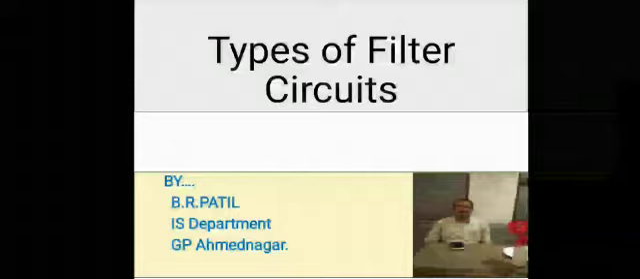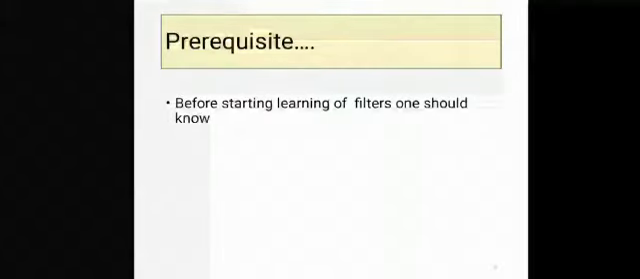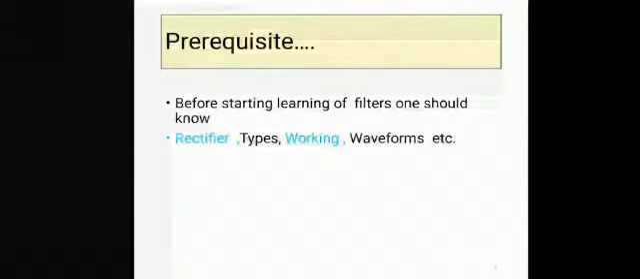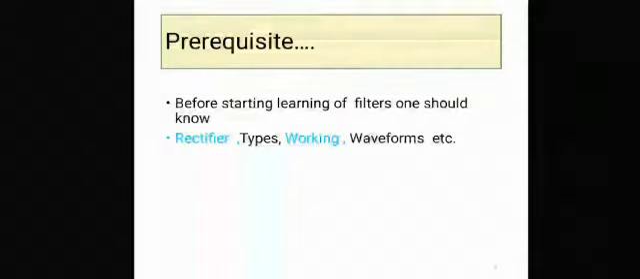Today we will discuss the topic types of filter circuits. For understanding filters, one should know some prerequisites. Before starting to learn about a filter, we should know rectifiers, rectifier types, the working of each rectifier, and the input and output waveforms related to a rectifier.